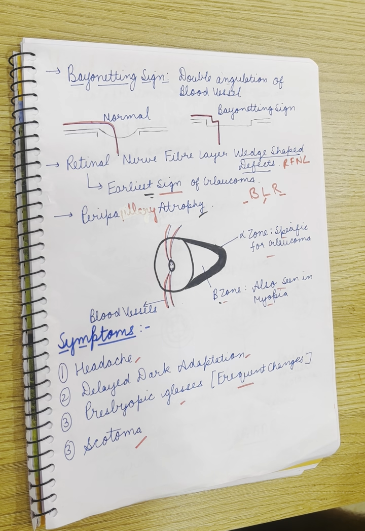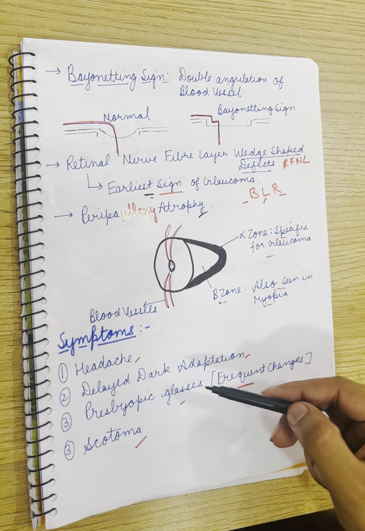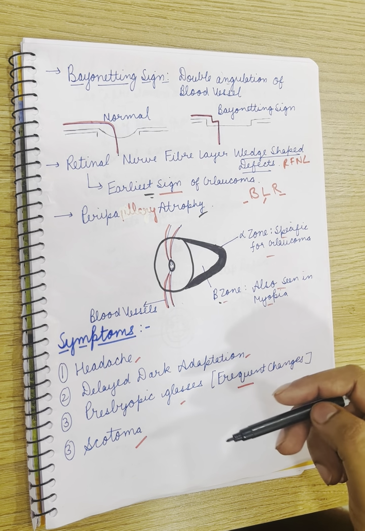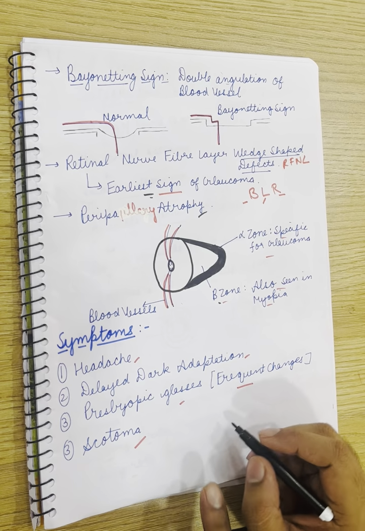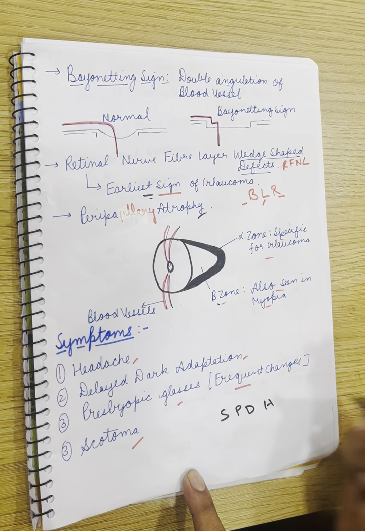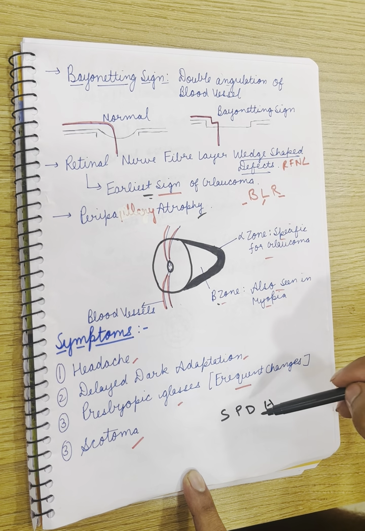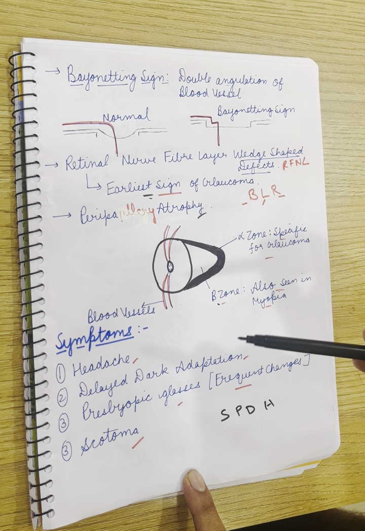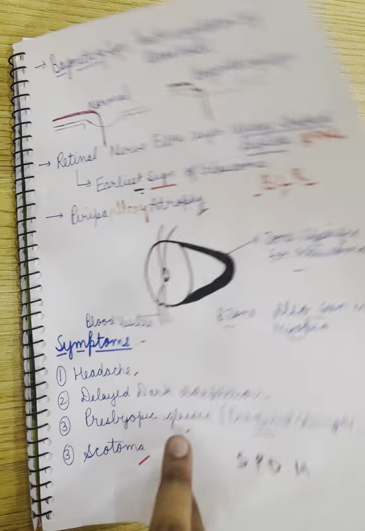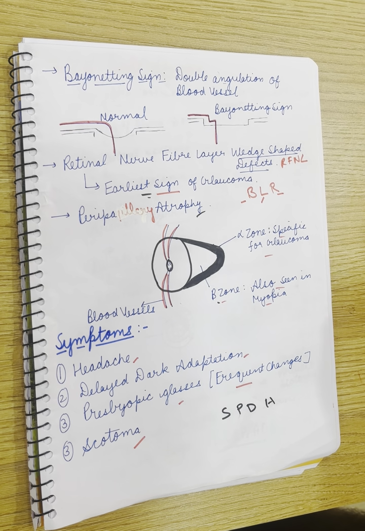In the symptoms we can see headache, delayed dark adaptation, frequent changes in the presbyopic glasses, and scotoma. This can be remembered by SPD headquarters. S for scotoma, P for presbyopic glasses, D for delayed dark adaptation, H for headache. So that's all for now.